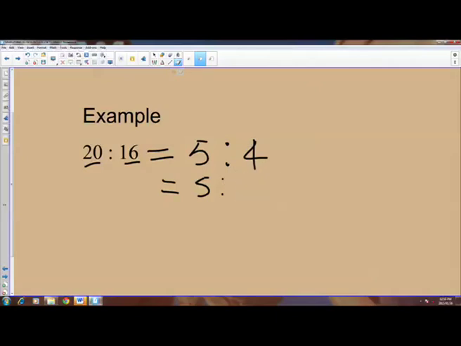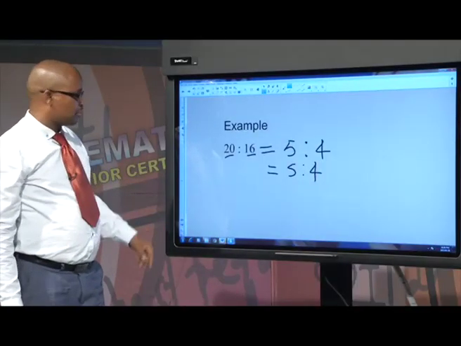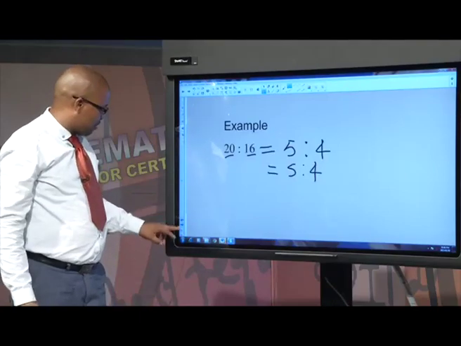This is supposed to be 5 is to 4. So this is 5 is to 4. This is now a simplified version of the ratio 20 to 16. And I believe you are now getting there. We may as well look at another example.